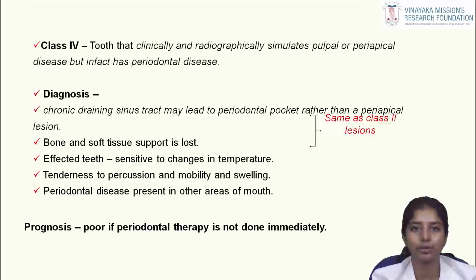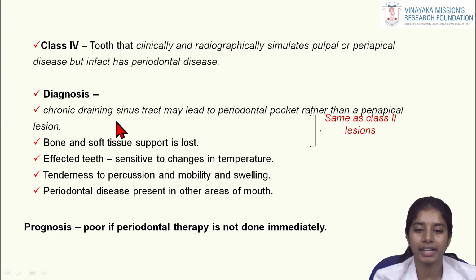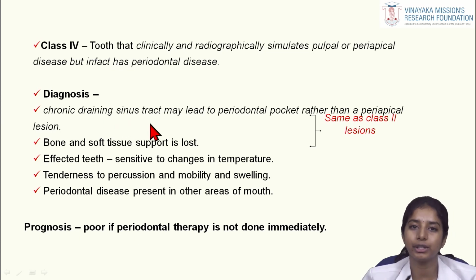And then we have class 4, a tooth that clinically and radiographically simulates pulpal or periapical disease but in fact has periodontal disease. This is in contrast to class 1, where the tooth has symptoms of periodontal disease but has pulpal disease, whereas in class 4 the tooth clinically and radiographically simulates pulpal disease but in fact has periodontal disease.